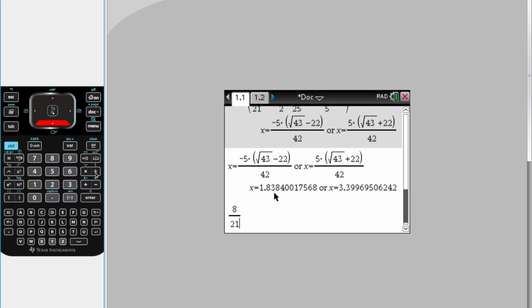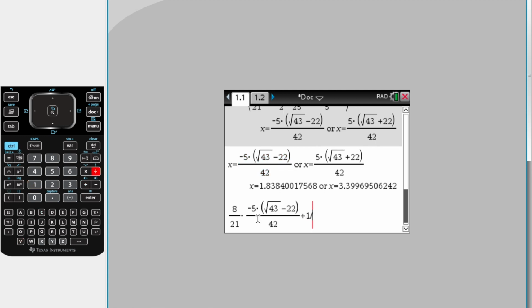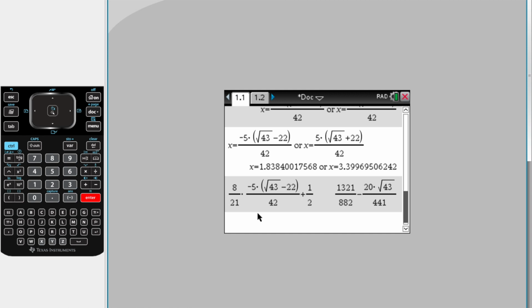We're going to go to control, 8 on 21 times, and instead of having to type this monstrous thing, if you just hover over it, you can highlight, press Control C, just like a computer, and then plus a half. All right, and you get this crazy value of y, 882 minus 20 root 43 on 441.